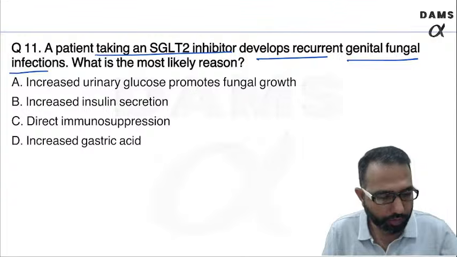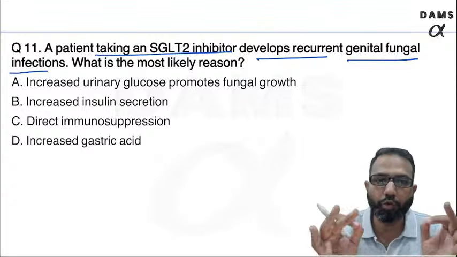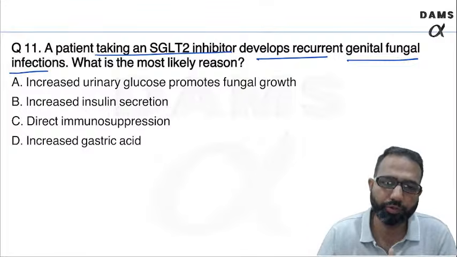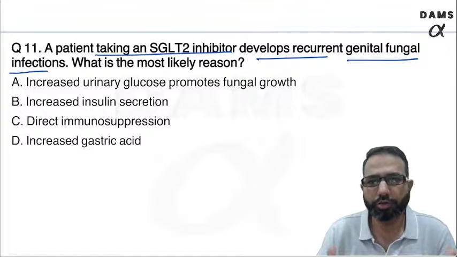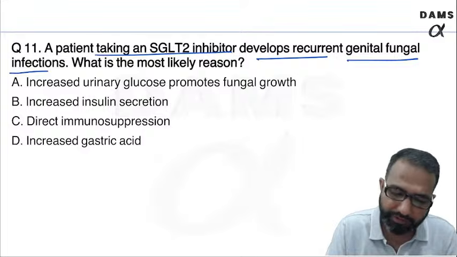Okay, so the patient develops recurrent genital infection. What is the most likely reason? As we know, the mechanism is most important. You know the mechanism, it is SGLT2 inhibitor. So there is loss of sodium and glucose through the urine. So there will be glycosuria.